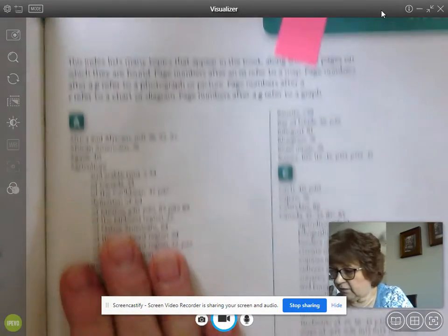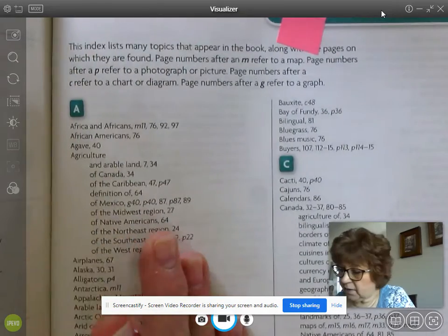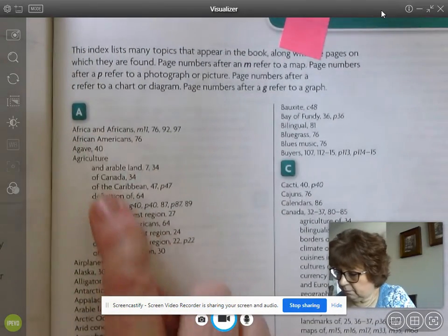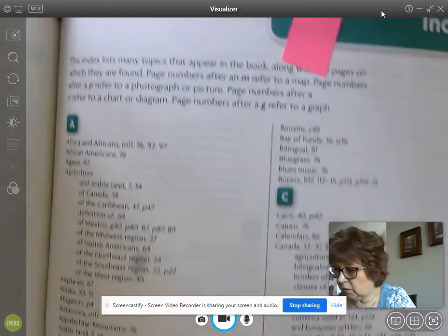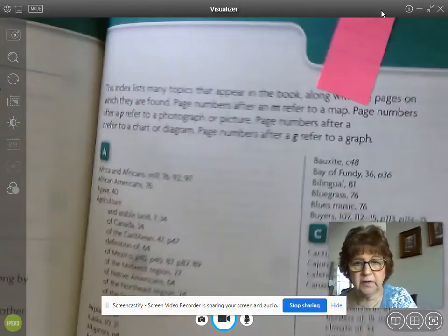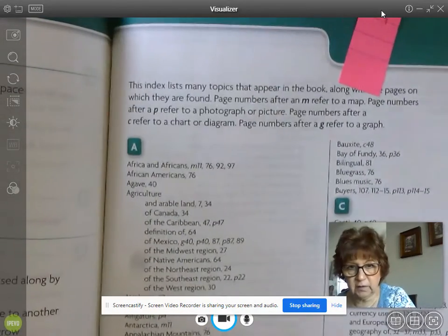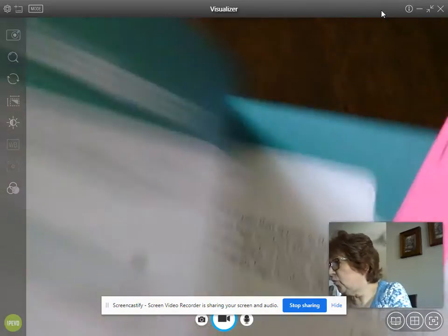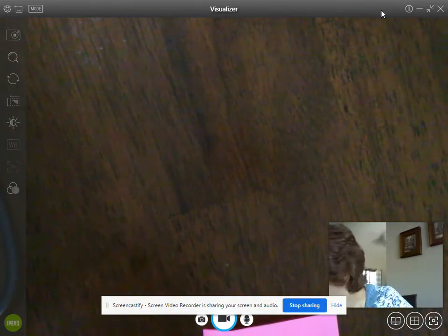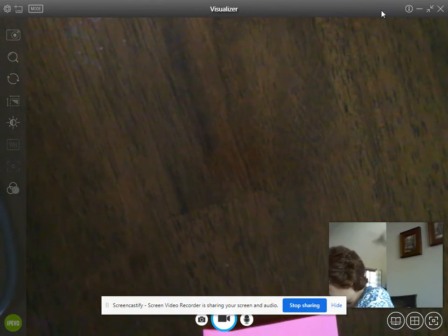And lastly, we have an index, and this shows us in alphabetical order. So we've got A, B is down here, C continues, and it goes on, and a page number that a topic's on. This is very, very specific, much more so than your table of contents would be. So those are the ones that I found in the social studies book.